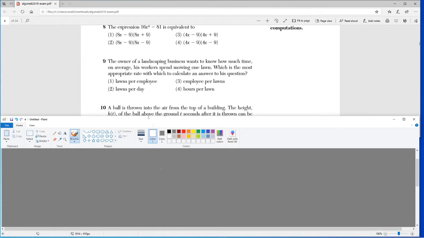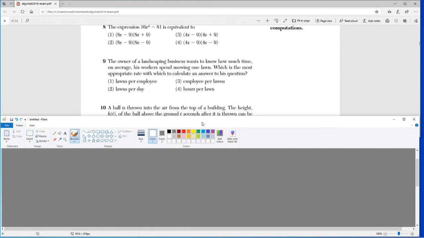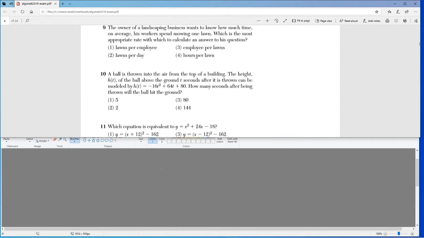So automatically you can see that these 3 are not really good. I think definitely the 4th one is the best. 4 hours per lawn, the amount of hours it takes. But let's see, which is the most appropriate rate with which to calculate and answer this question? How much time on average does the worker spend? Yeah, I would definitely say 4 hours per lawn. So the answer to number 9 is choice number 4. Okay.